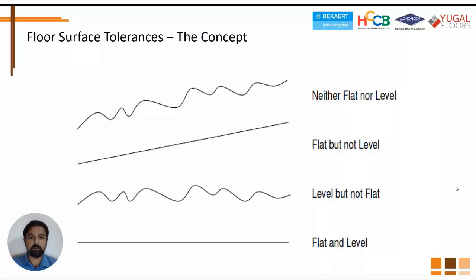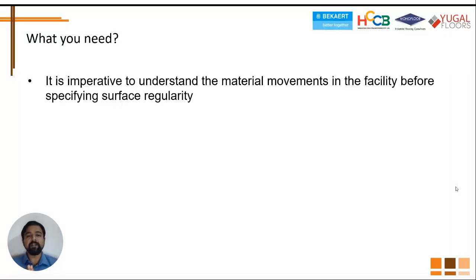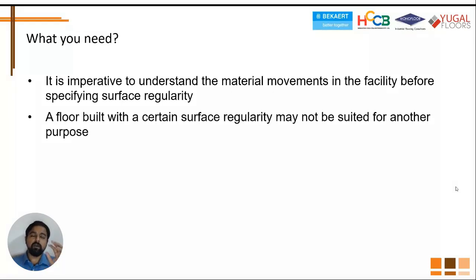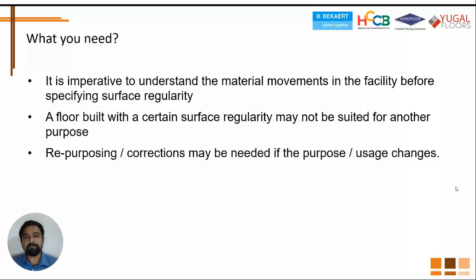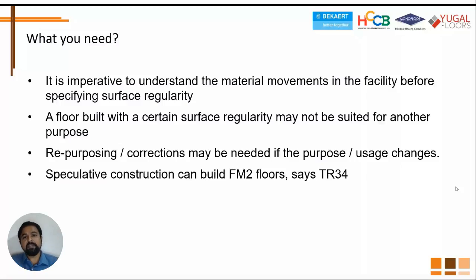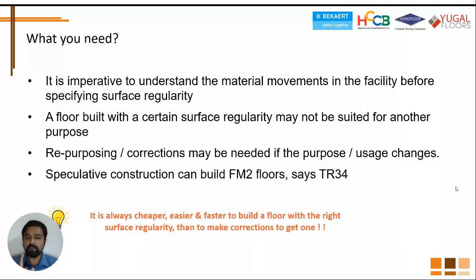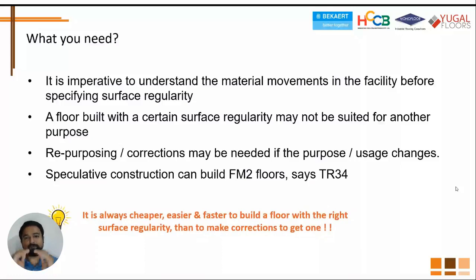Let's talk about what the implications are going forward. It is imperative to understand material movement, and you need to understand that a floor that is specified for a certain working is not completely suitable for another type of working. And repurposing or changing the application or usage will mean that you will need to spend something to correct the floor before you can use it for a new application. And then speculative floors, TR34, which is a popular guideline internationally, says if you are building speculatively, you are not completely sure about what the usage is going to be, then you can use something called an FM2, which is kind of an average, neither here nor there, so you can lean on it. Remember, it is always cheaper, easier, and faster to build a floor for a specific surface regularity that you need instead of building it for one and trying to correct it later, right?